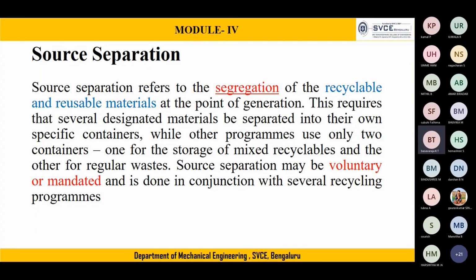Source separation refers to the segregation of recyclable and reusable materials at the point of generation. At the point of generation itself, we separate different types of reusable and recyclable wastes. That is why it is called source separation. We separate the waste material which is used for reuse as well as recycling.